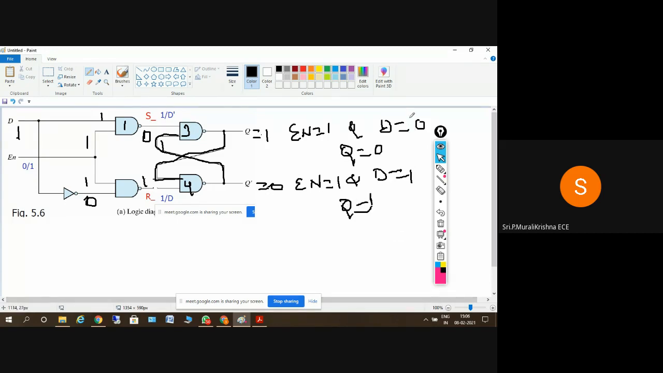Okay, you can check here. So what is the value of D? That will be the value of Q here. So the value of Q is D here. D is equal to 1, and the value of D is 1, and Q is also equal to 1 when enable is equal to 1 here.